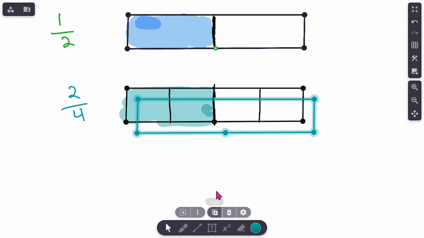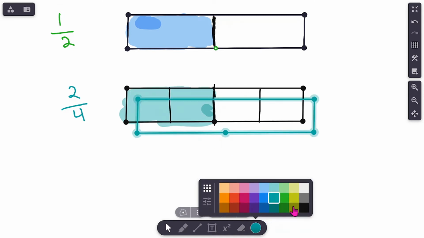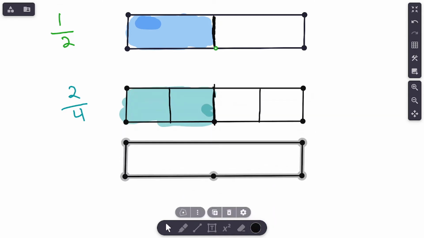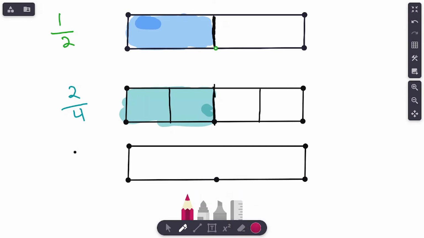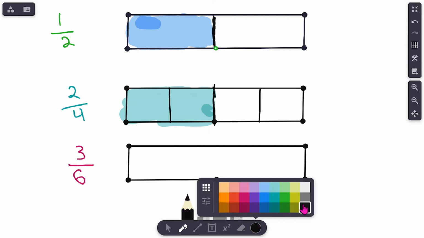Let me copy it, change it to black. Let me give you another one. Let's say pink this time. All right, pink. This time, let's go with 3/6. Let's try this out. My denominator tells me how many equal sections. I need 6 equal sections.